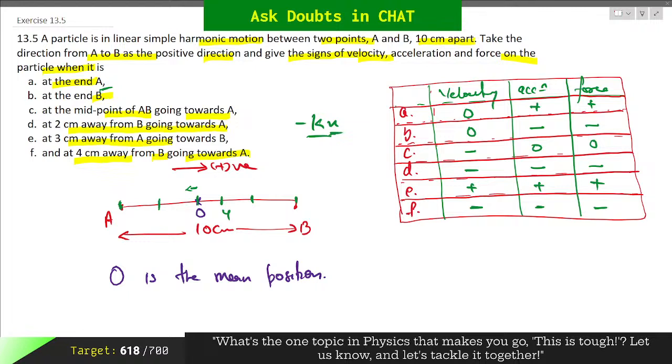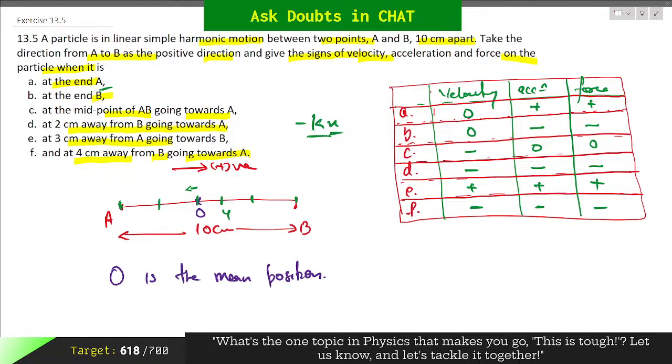Now in the fourth option we have when the object is at 2 centimeter away from B going towards A. So it is not at the extreme position B, but it is moving towards A. So here it is in the positive x direction. Since it is moving towards A, its velocity is in the negative direction, and its force and acceleration will be directed towards the negative x direction, so it is going to be negative.